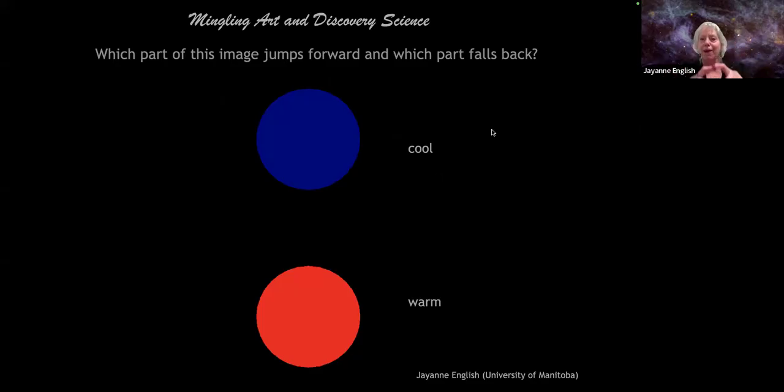These circles are the same size. Which one appears to approach you or seems bigger? Which one comes towards you or seems bigger? If anybody wants to unmute and yell out an answer, that would be good.